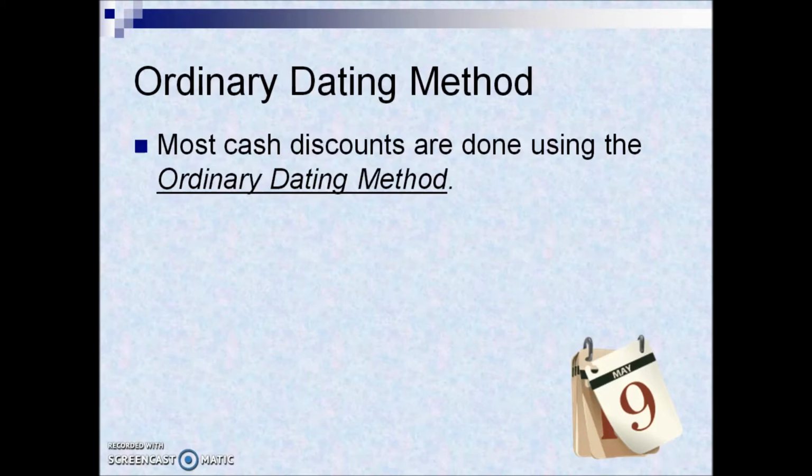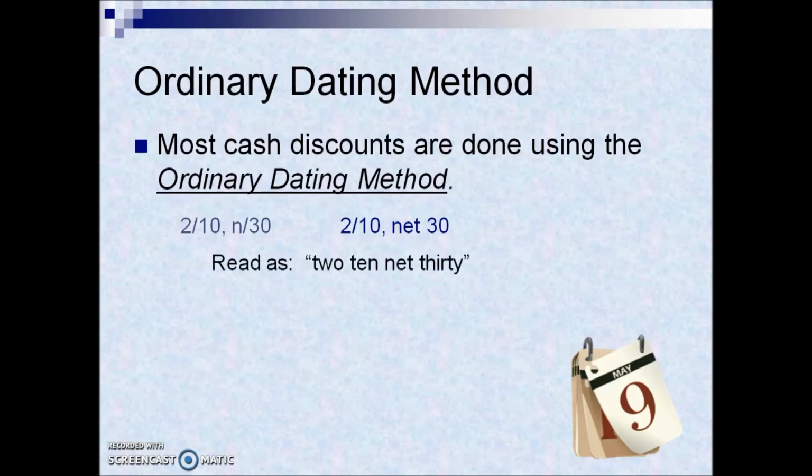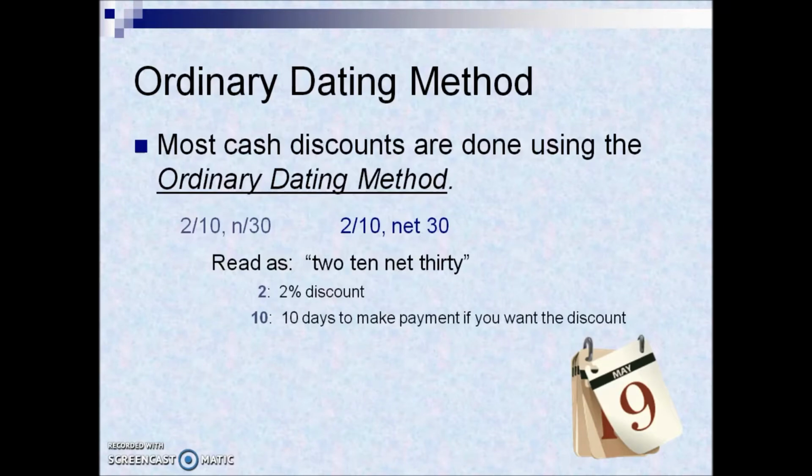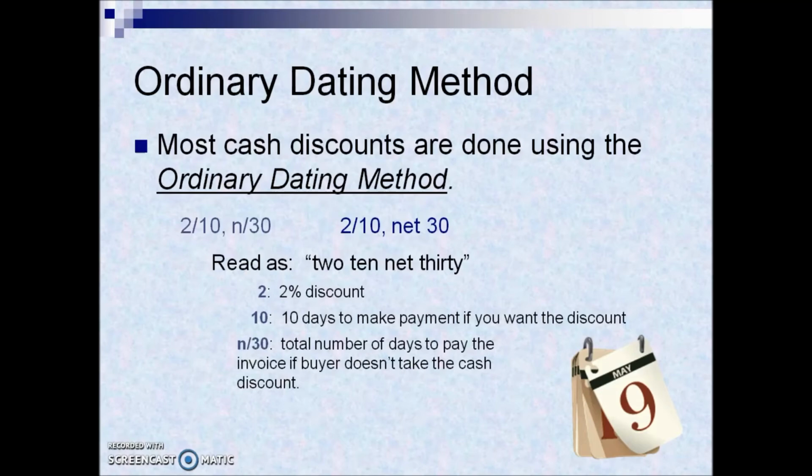Most cash discounts are done by using the ordinary dating method. And as we've seen on the terms in the invoice given a slide or so back, we had 2/10 n/30. Sometimes it's listed as 2/10 net 30, and what that means is a 2% discount if that payment is made within 10 days. Otherwise, the net amount is due within 30 days of the invoice date.